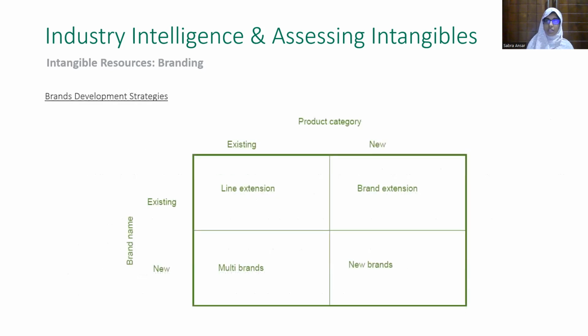Now, brand development strategies. If we look at the brand name on one side and the product category on the other, then if the brand name is existing and the product category is also existing, it is called line extension. However, if the brand name is existing and the product is new, it is called brand extension. If the brand name is new and the product category is existing, then it is multi-brand, like Unilever. If the product category is new and the brand name is new, these are basically new brands.